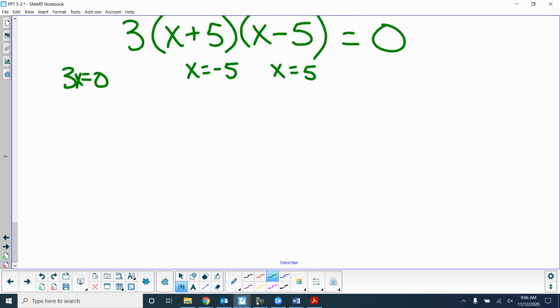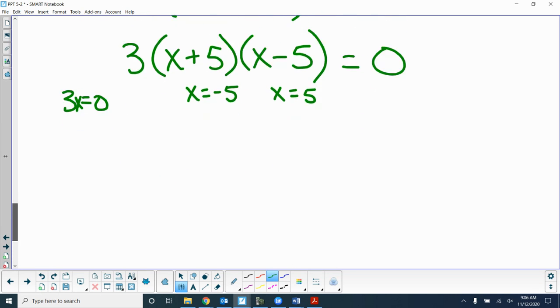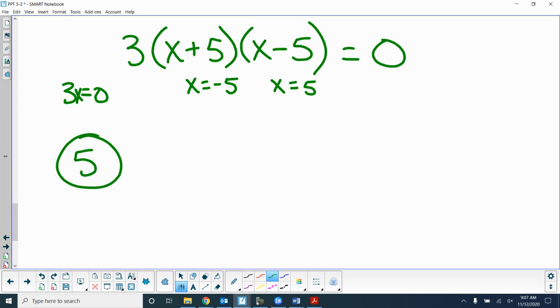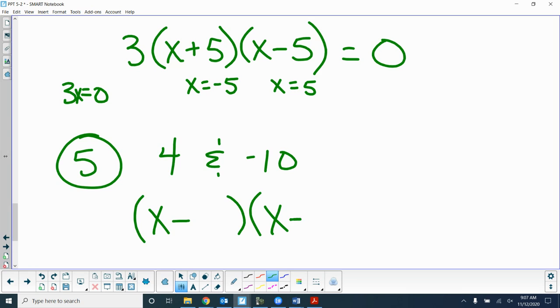And then our last one, number 5, you were given 2 zeros, 4 and -10. How did I tell you to start these? Well, we started always as what? X minus. We make binomials in parentheses. Okay? We just put those numbers in here. 4 and -10. But 2 minuses make it plus. That's what Kate was trying to tell me.